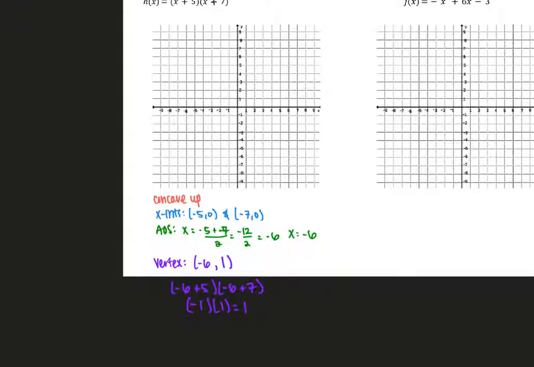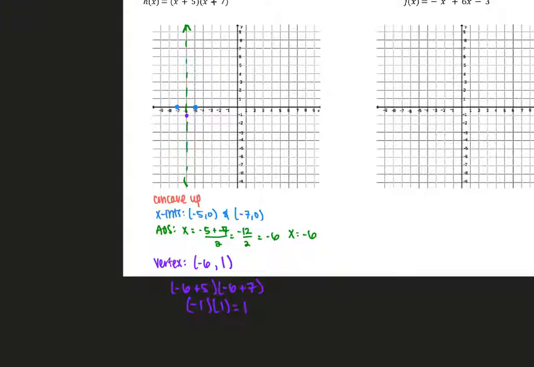So using these characteristics, we can start to sketch a picture. I'm going to plot my vertex first. So negative 6, 1. I'm going to graph my axis of symmetry since that's going to be our line of reflection. I'm going to plot my x-intercepts. And now we need one more point.